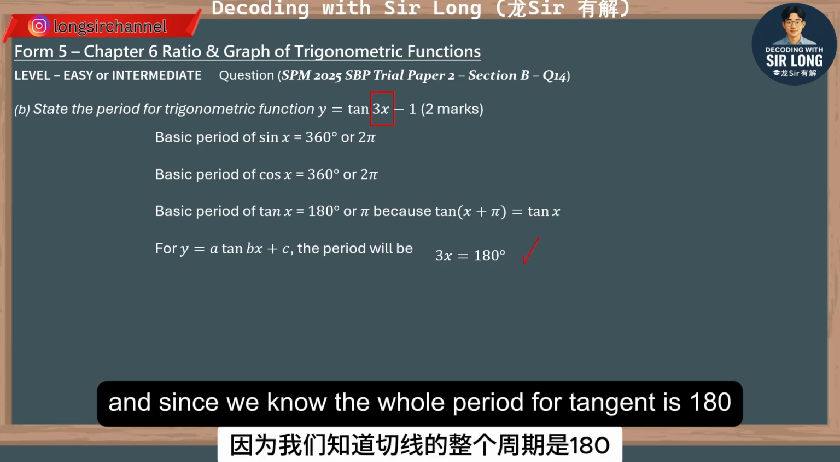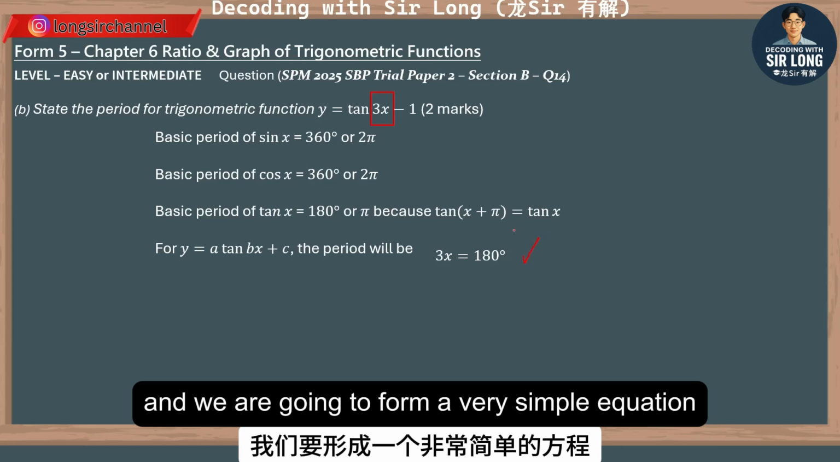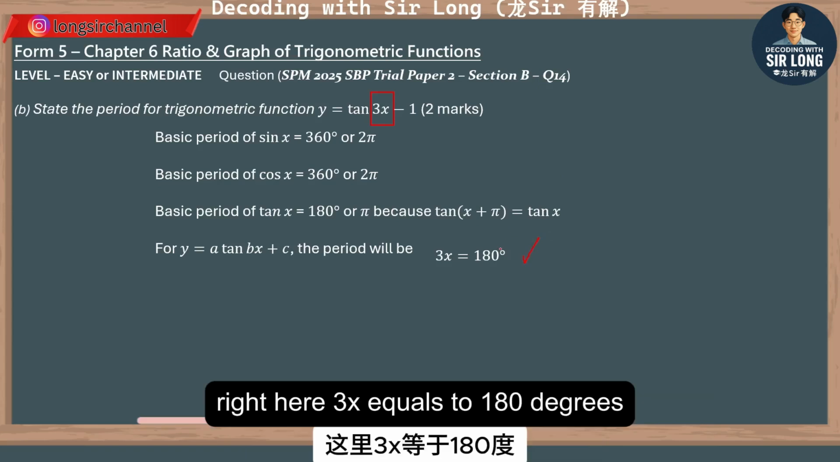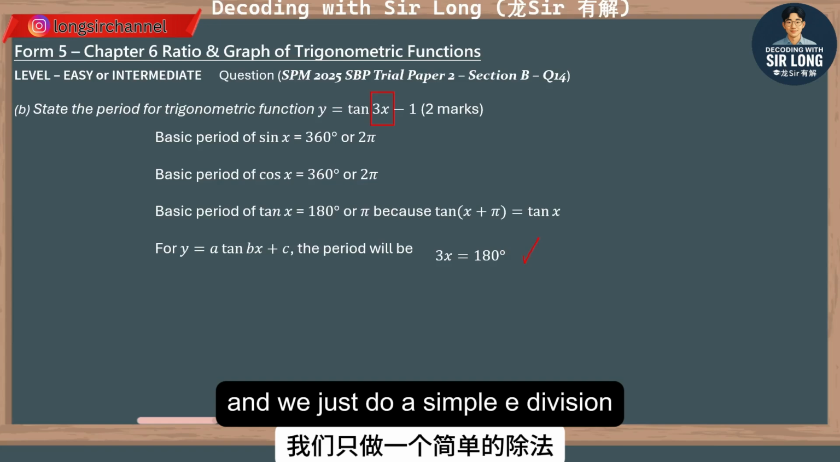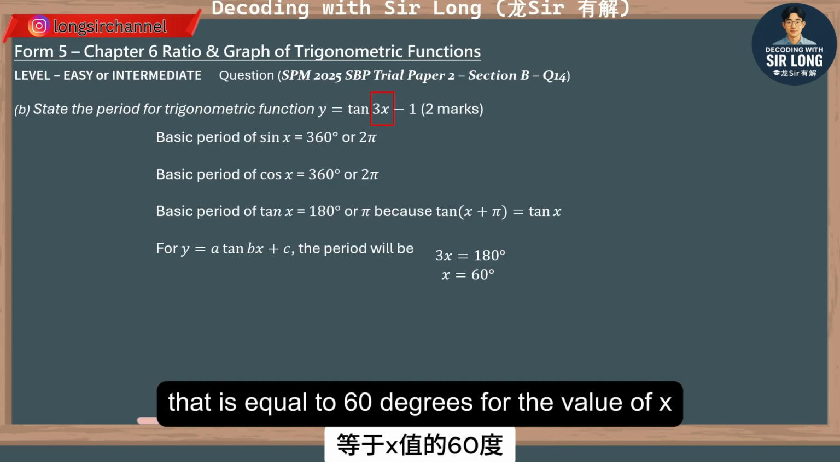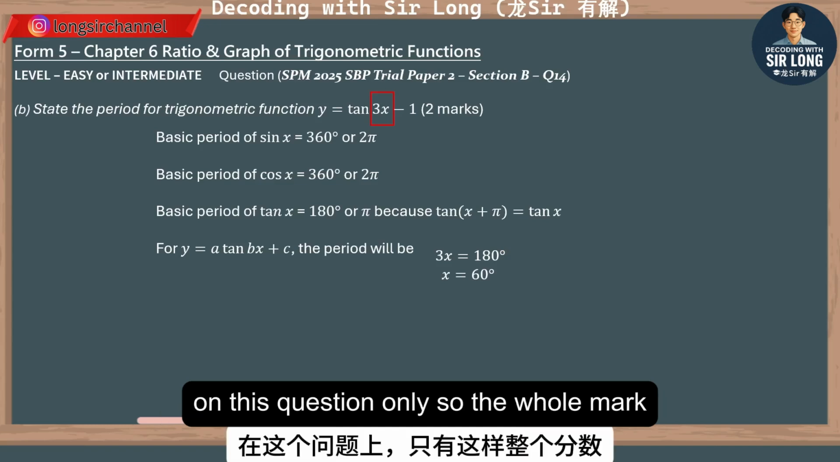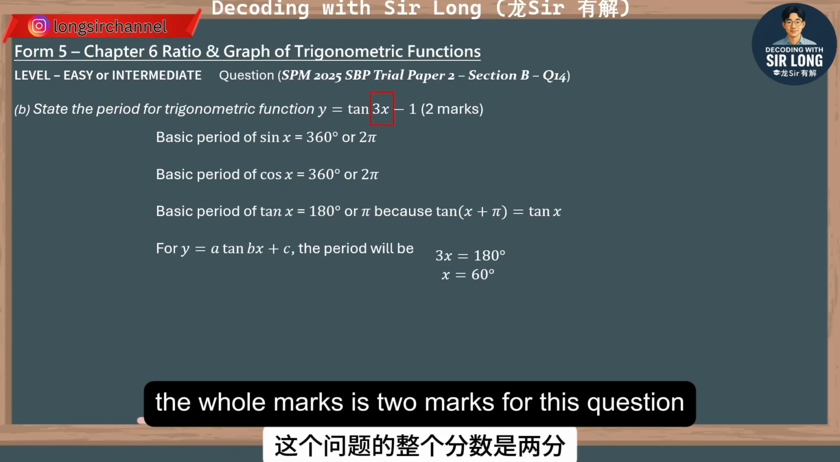Since we know the whole period for tangent is 180 degrees, we form a very simple equation right here. 3x equals 180 degrees, and we just do a simple division. That is equal to 60 degrees for the value of x on this question only. So the whole marks is 2 marks for this question.